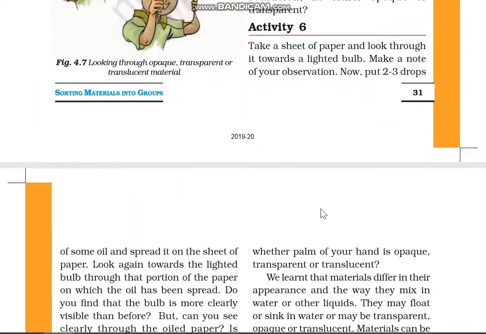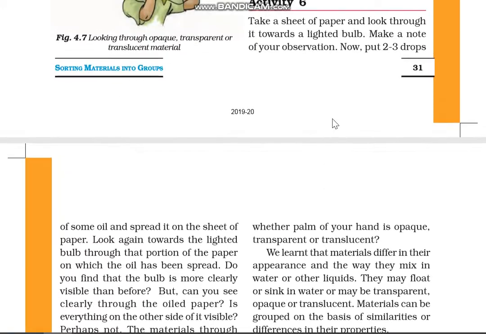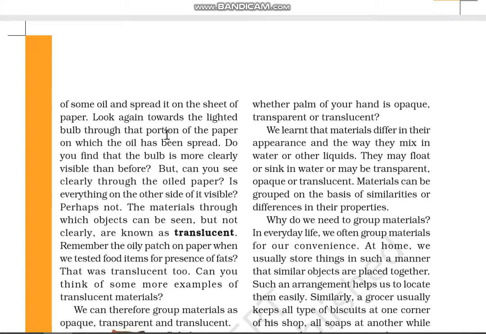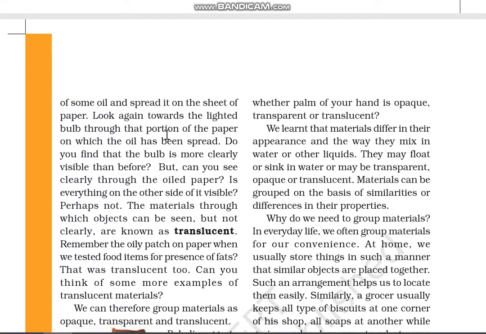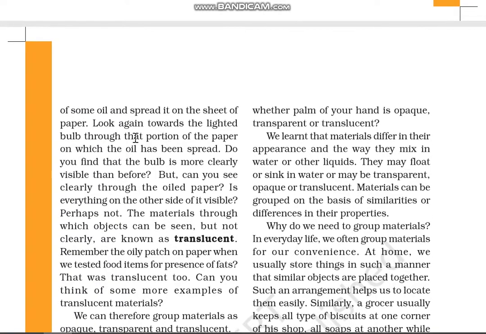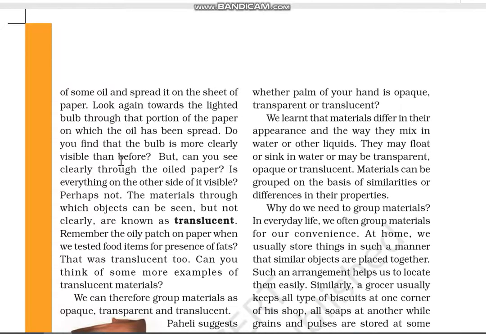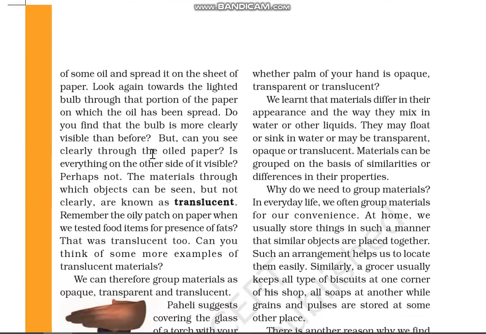You can also do this activity. Take a sheet of paper and look through it towards a lighted bulb. Then put 2 or 3 drops of oil and spread it on the sheet, and look again towards the light bulb. The portion of the paper where the oil has been spread will become translucent, and you will find that the bulb is more clearly visible than before.